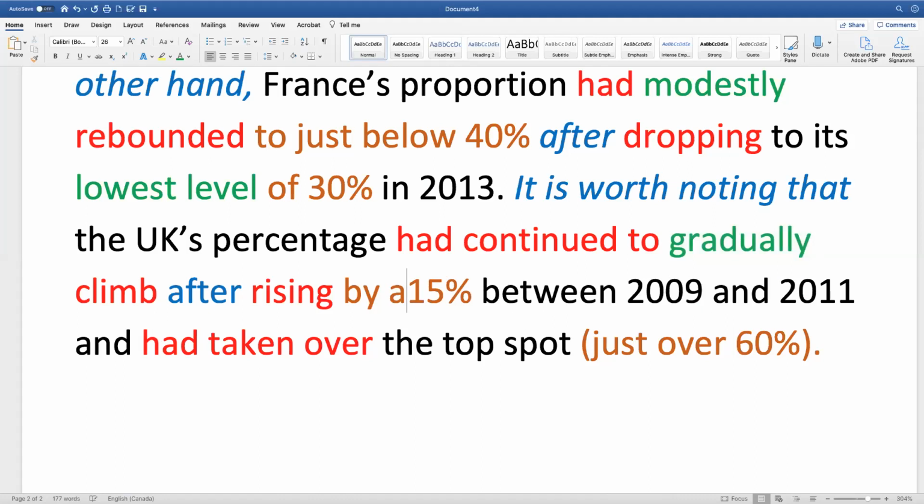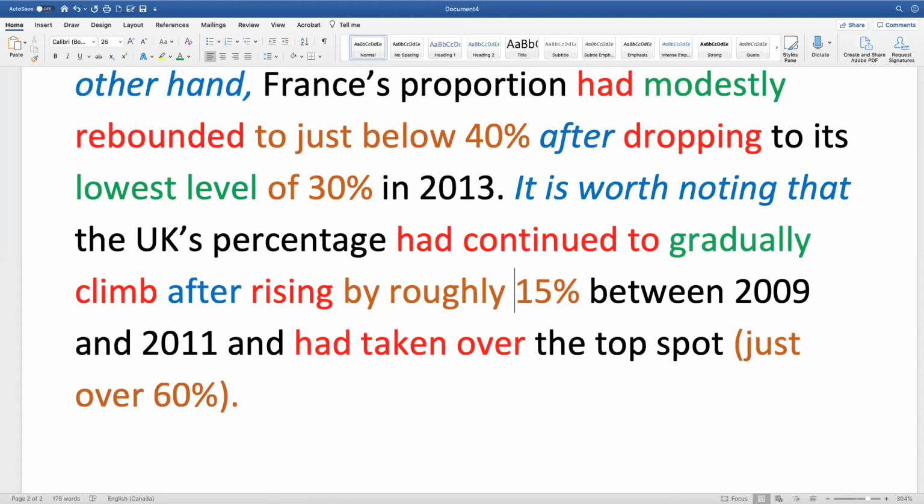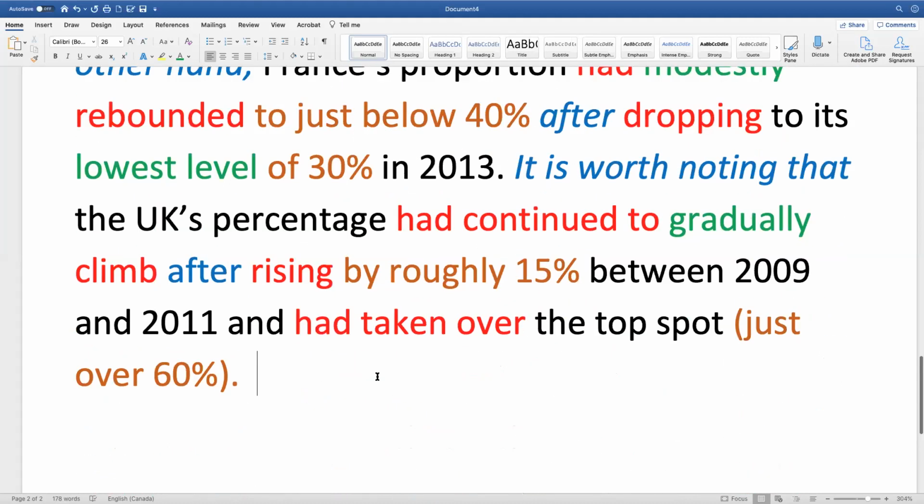All right, I was going to put in here by approximately, by roughly in here. Okay. Any questions about that one? Percentages continue to gradually climb afterwards. And we said as well that it took over the top spot, so that is important there. Roughly. Okay. So that concludes that second paragraph where we talked about changes. Now we're going to get to the summary.